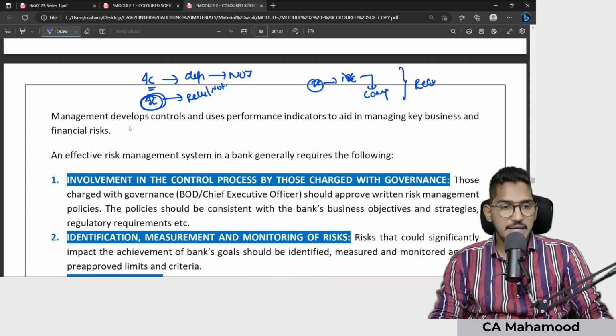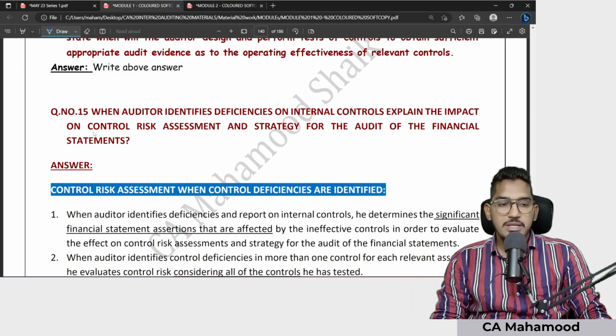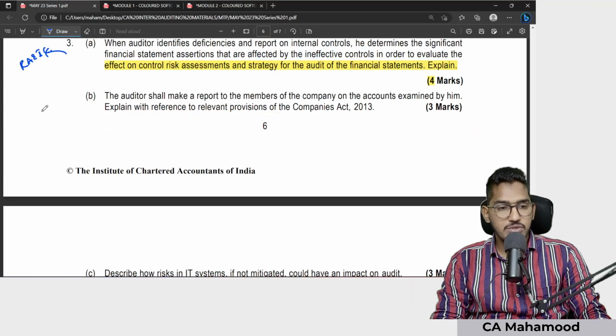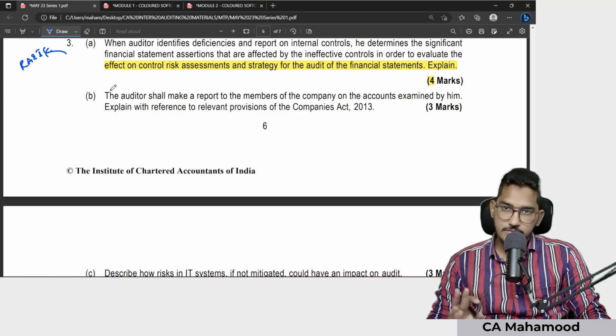So this I have explained in a detailed manner in our marathon videos also. Please refer to them once. So this question number 15 from risk assessment and internal control, the same question has been tested in the examination. Clear?